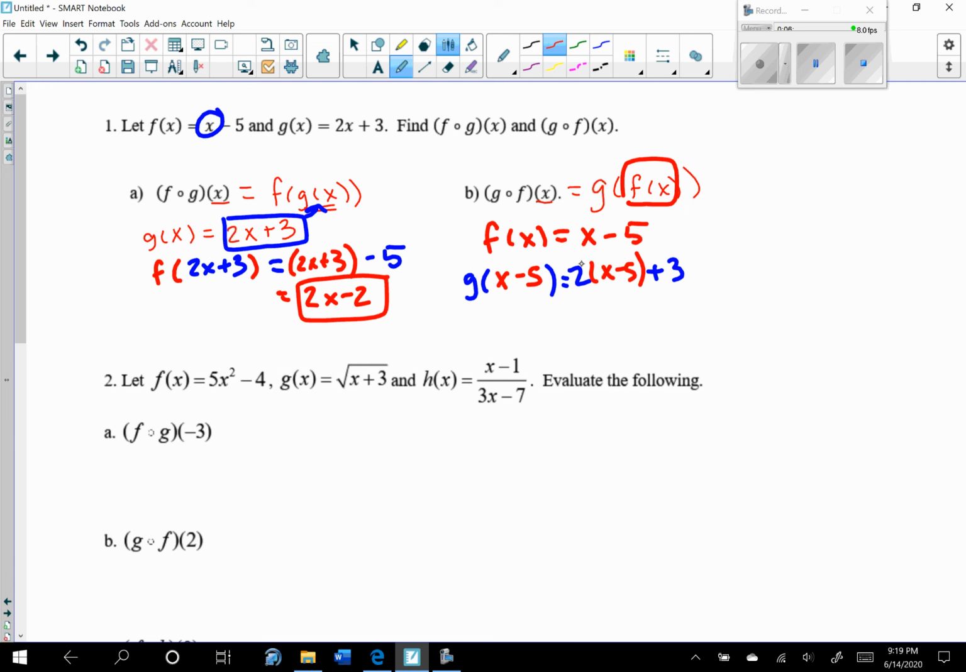And make sure you use parentheses because you're going to want to distribute. So this becomes 2x minus 10 plus 3. Combine like terms and you get 2x minus 7.